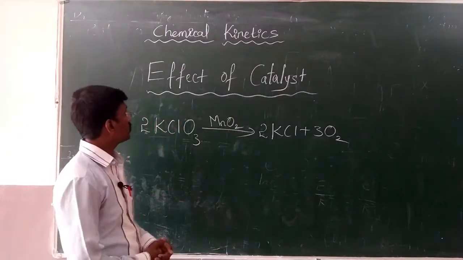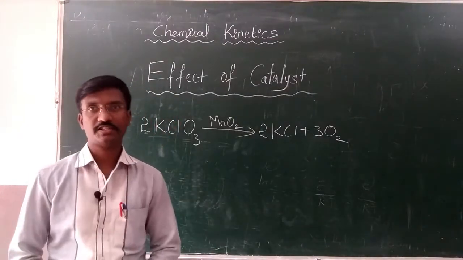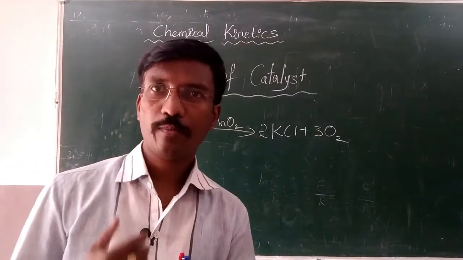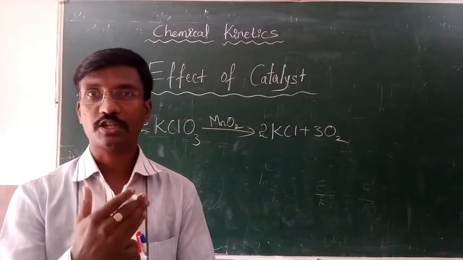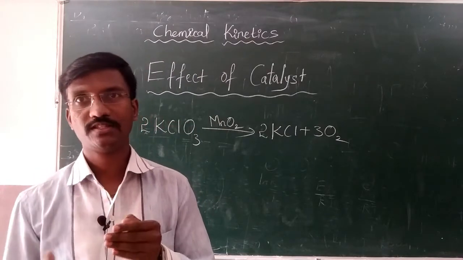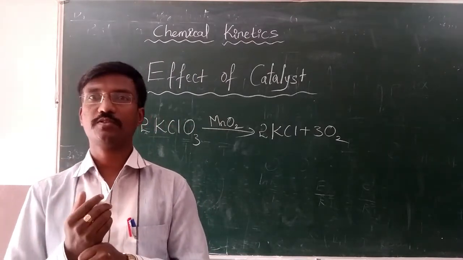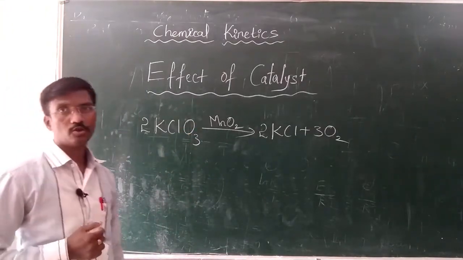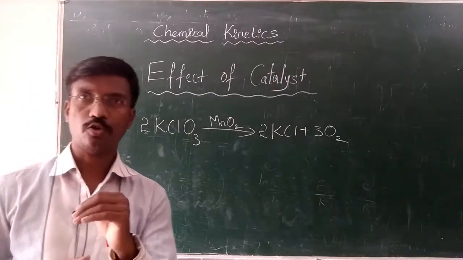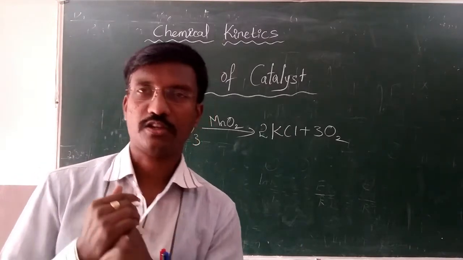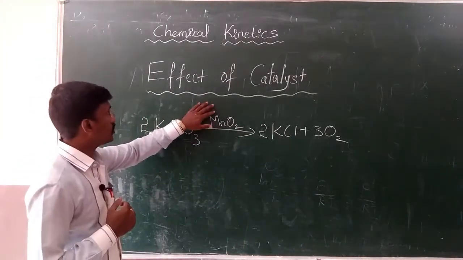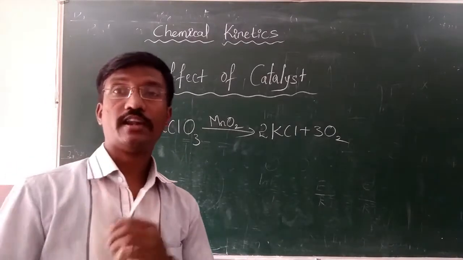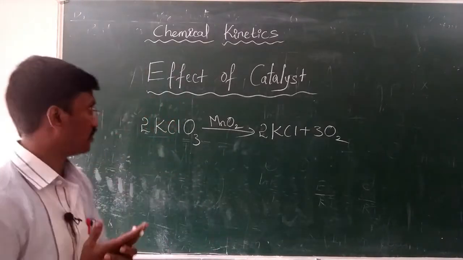So this is also important, the effect of the catalyst in chemical kinetics. In chemical kinetics we have been studying the rate of the reaction, meaning the speed of the reaction, how it varies, and what factors influence the rate of reaction. Among all those factors, the catalyst plays one of the most important roles in changing the rate of reaction. Wherever we use a catalyst, obviously there is a change or alteration in the rate of reaction.